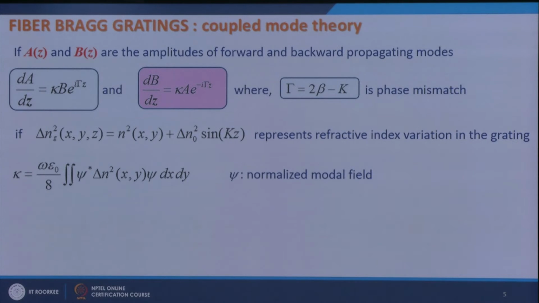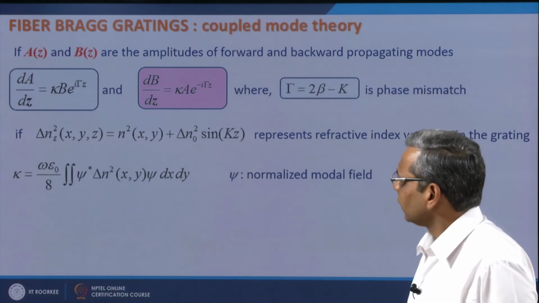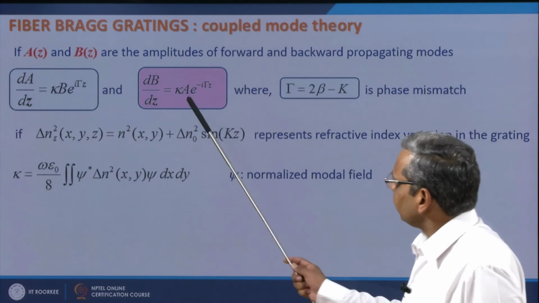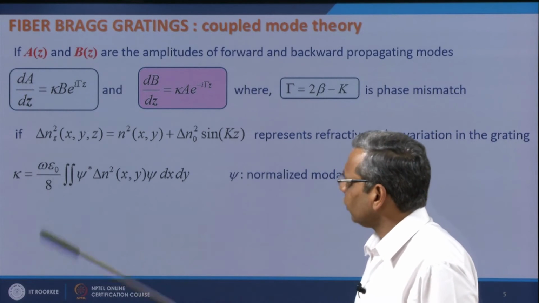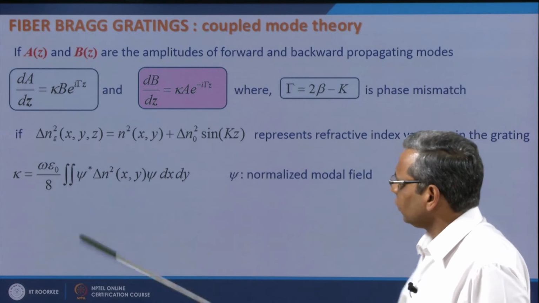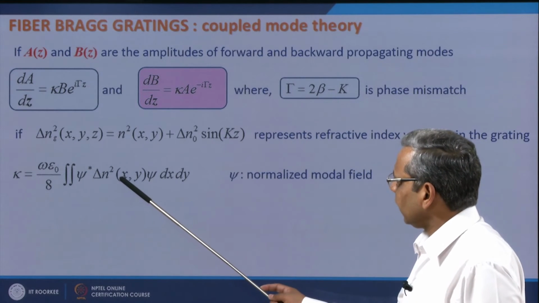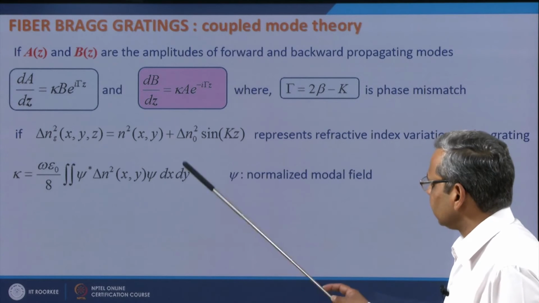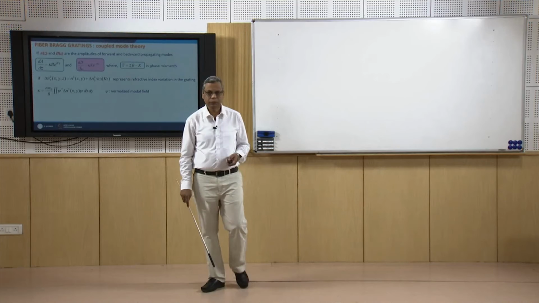So, if I use this, then I can show that this kappa, which is known as the coupling coefficient, is given by omega epsilon naught by 8 integral over x and integral over y psi star delta n square x y psi dx dy, where psi is the power normalized modal field.